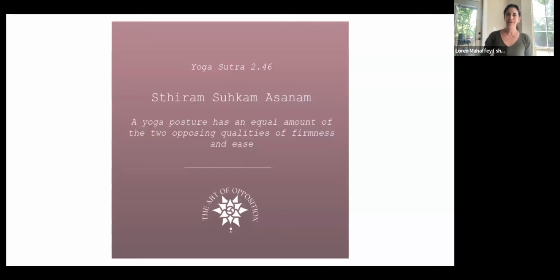Here we come back to this foundational sutra about asana, about posture. Sthira Sukham Asanam. A yoga posture has an equal amount of two opposing qualities of firmness, stability, and ease, meeting in equal measure. Hence the name of this course, The Art of Opposition.